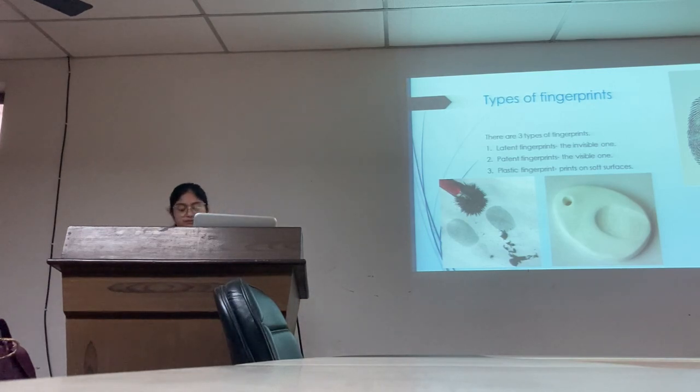Types of fingerprints. There are three types of fingerprints: latent, patent and plastic. Latent, the invisible ones. For example, the print which we obtain on a glass. The patent fingerprints, the visible ones. For example, fingerprints which were dipped in a blood stain or paint impression. Plastic ones, the prints on soft surfaces. For example, clay, mud, etc.